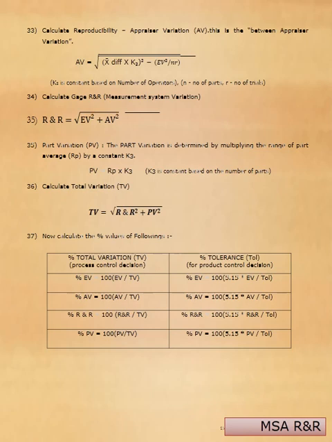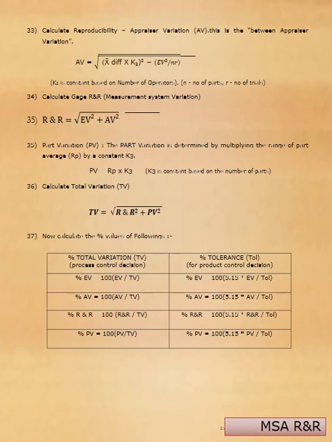Calculate reproducibility, operator variation. This is the between-operator variation. Operator variation AV equals the square root of X bar difference times K2, the whole squared, minus EV squared divided by N. K2 is a constant based on the number of trials. N equals the number of parts times the number of trials. Calculate gauge R and R. R and R equals the square root of EV squared plus AV squared.